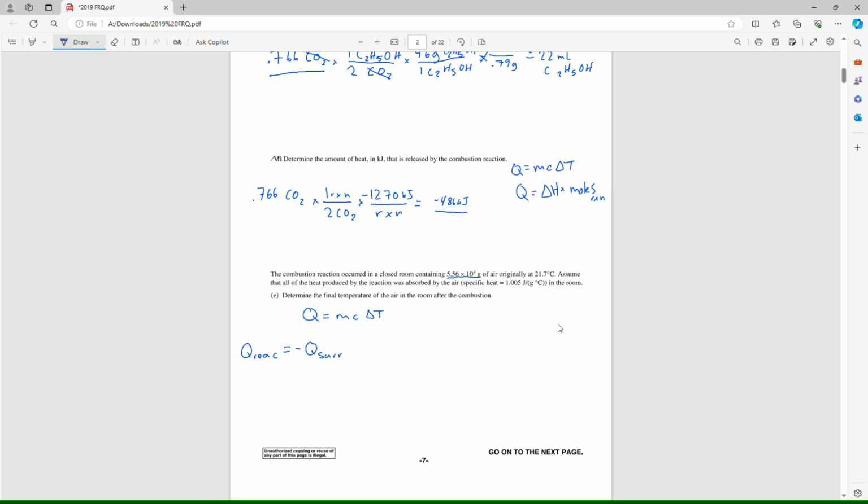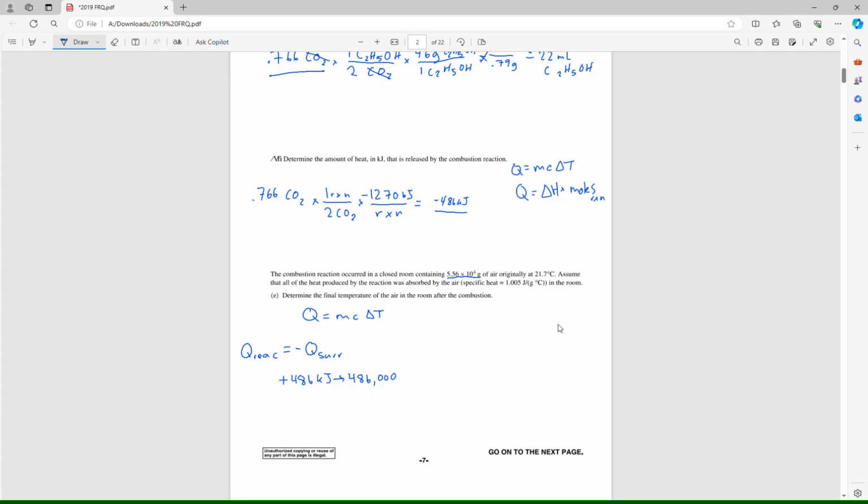So our Q of air, the energy of the air, is absorbed by the energy of the reaction. So it's just the negative sign of it. So it ends up being positive 486 kilojoules. And we could convert that to joules by just multiplying by 1,000, 486,000.